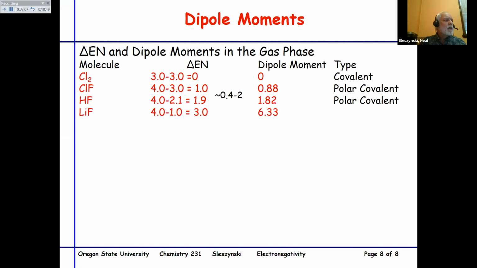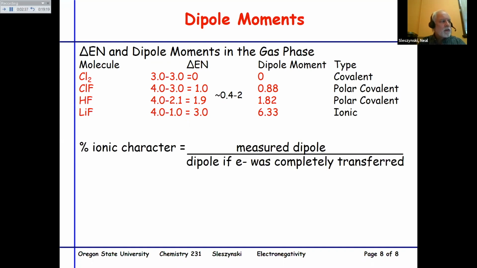If we take a look at a compound like lithium fluoride, electronegativity difference of 3, a dipole moment of over 6, and that molecule then would be classified as ionic, which means we consider that electron as having been entirely transferred from our alkali metal, lithium, to our halogen, fluorine. So we've got complete electron transfer there.